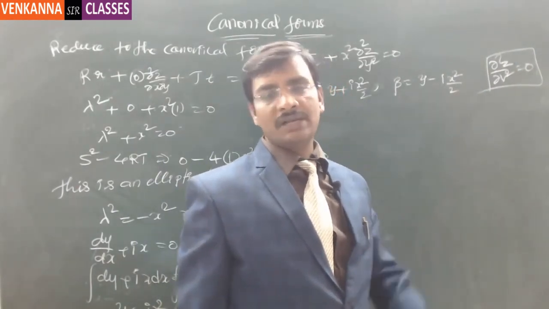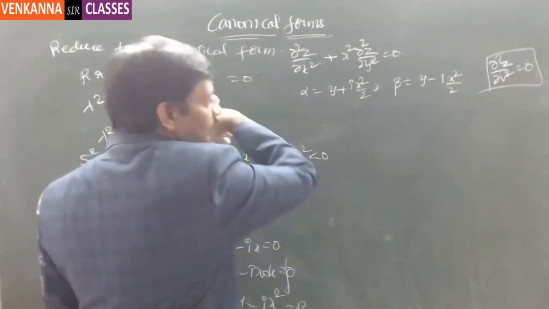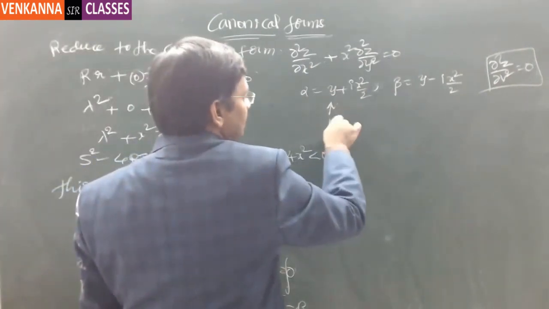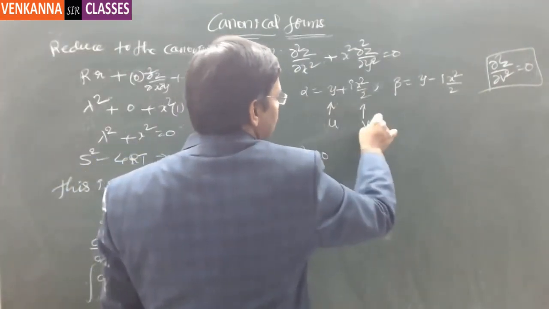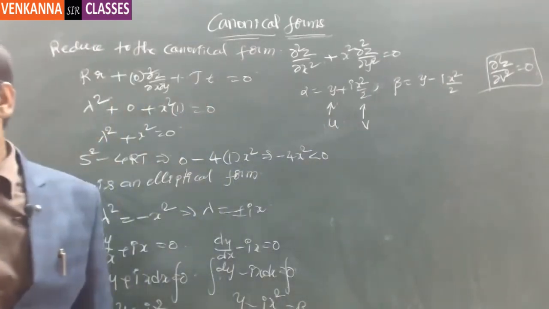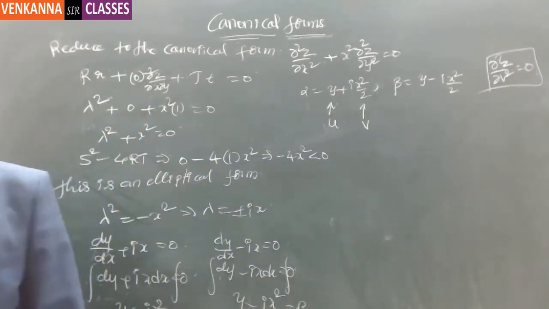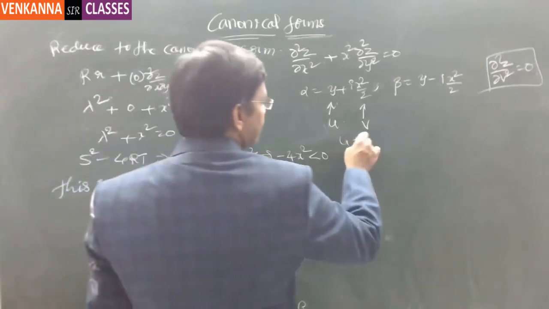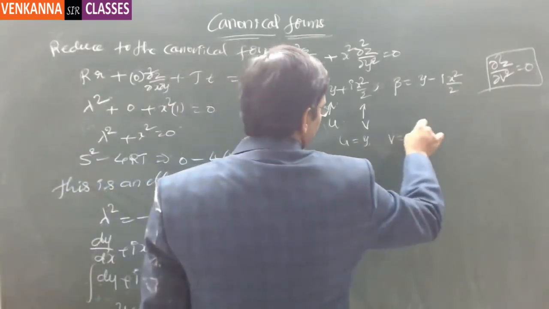Then the way you need to select the u and v values is, this value you can call as u and this value you can call as v. Got it? So u is equal to y and v equal to x square by 2.